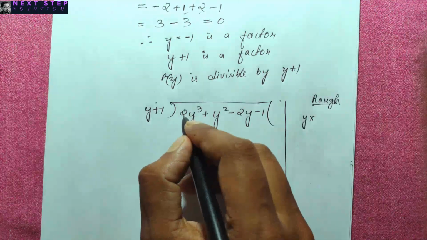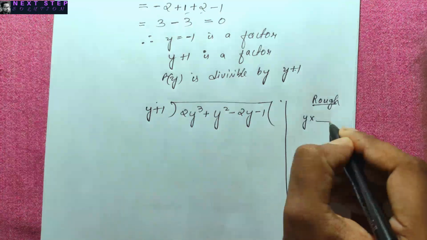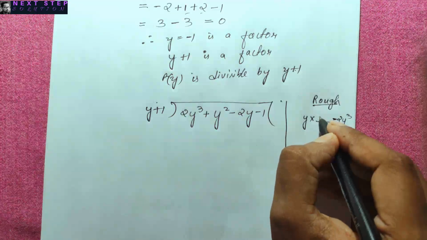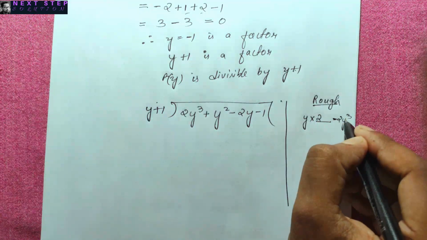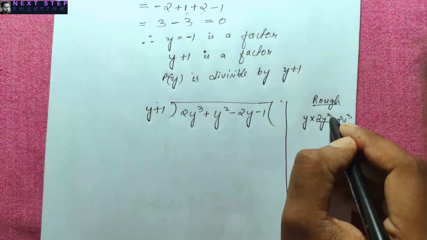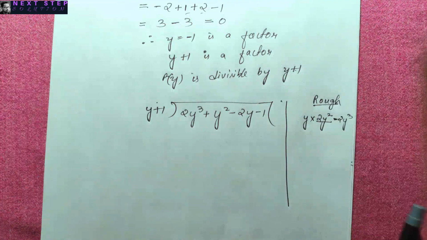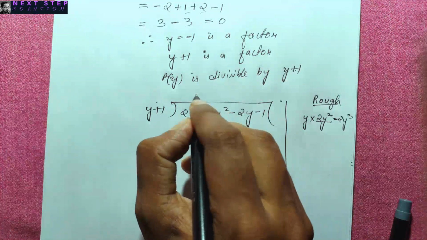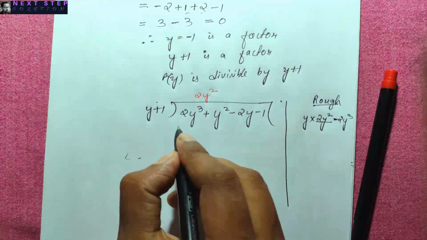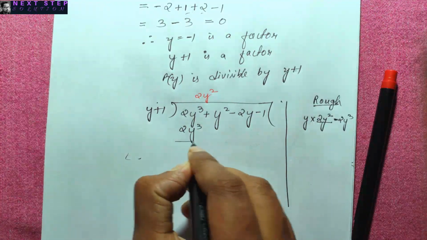Now y should be multiplied with something to get 2y cube. So if you multiply this with some number, we should get 2y cube. Y, if it is multiplied with 2, we get 2y. We need y cube, so we need y square here. Y, if multiplied with 2y square, it becomes 2y cube. So y should be multiplied with 2y square, it becomes 2y cube.